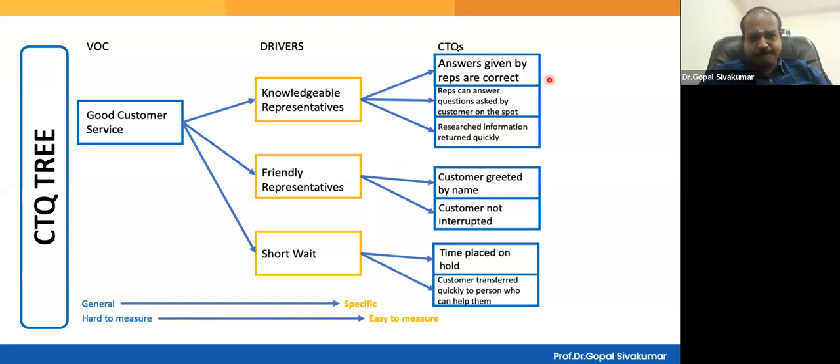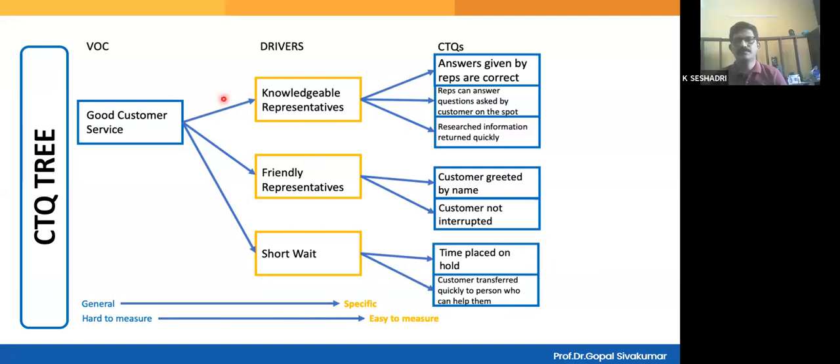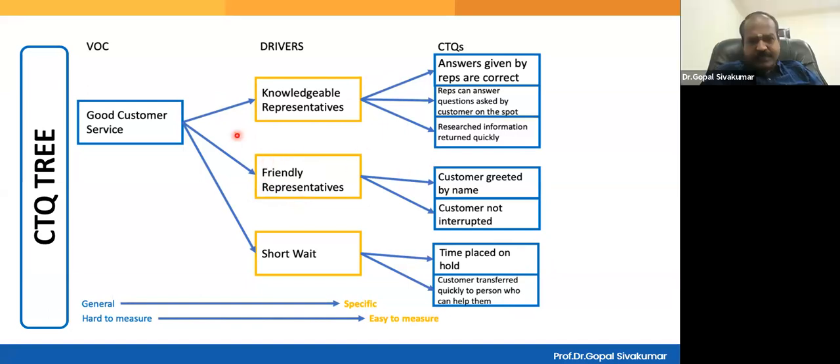Isn't it? Someone should be able to measure it. Then it is CTQ. Now, customer transferred quickly to the person who can help them. Suppose at times escalation is required. After spending 1 hour of time, if the executive says, sir, this has to be escalated, you talk to my manager, then you will definitely feel bad. So resolution is required at the first stage itself. Sometimes people call it first call resolution, isn't it? So if at all any escalation, that has to be done. All of you, do you understand what is there on the right side and what is there on the left? Yes, sir.